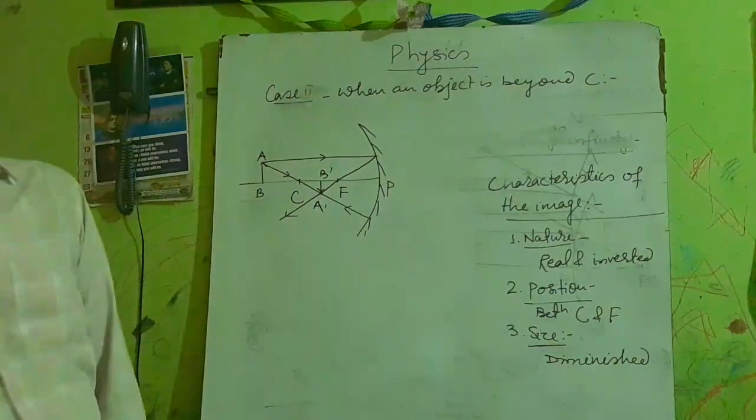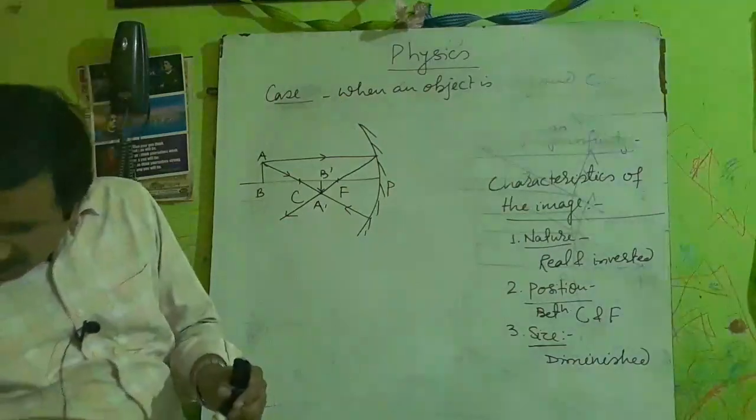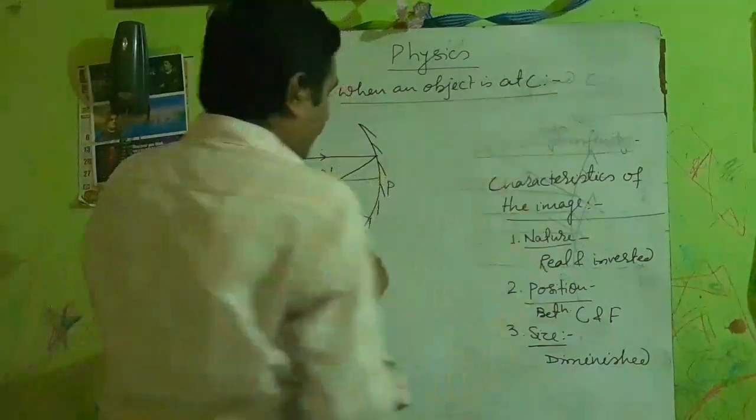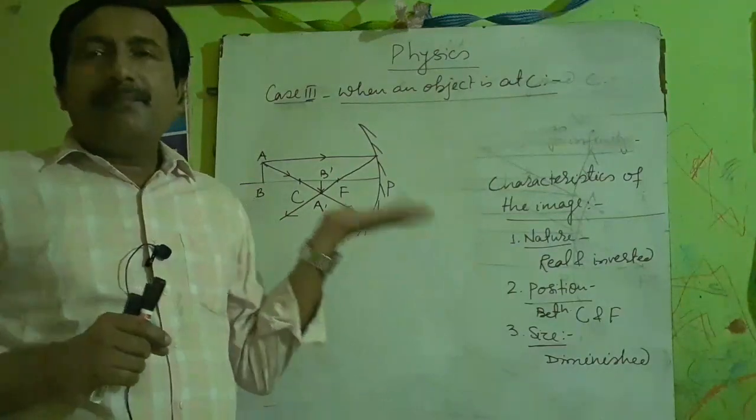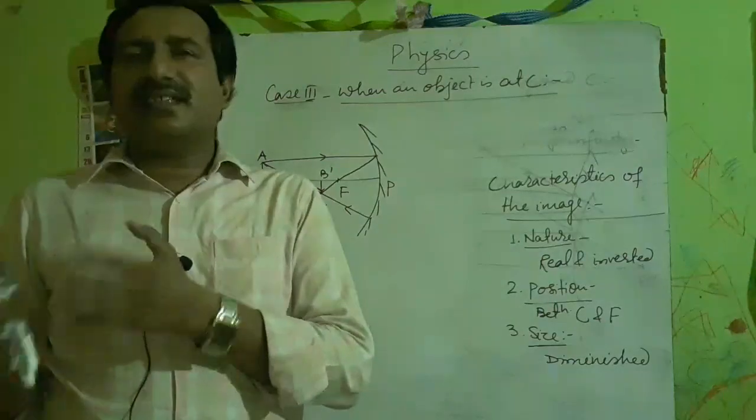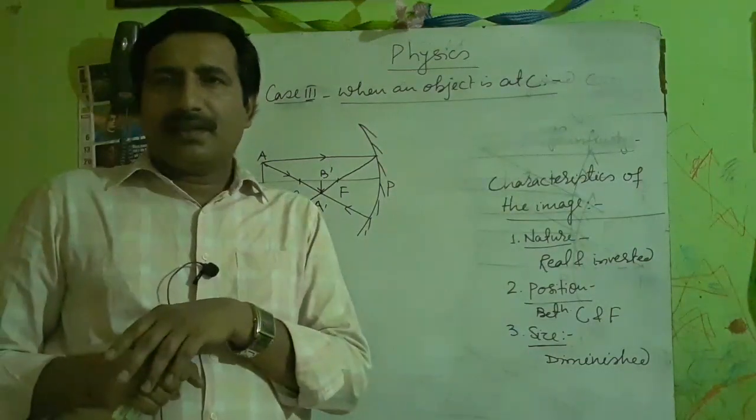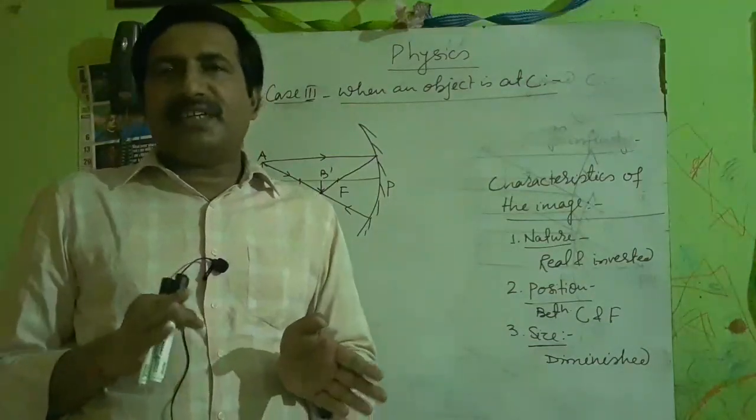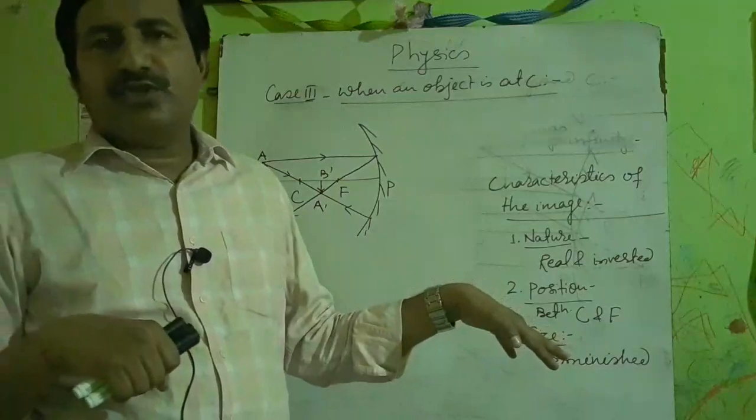After that, we'll discuss case 3, when an object is at C. One thing should be asked from your side: what is the difference between the object beyond C and the object at infinity? Beyond C means, suppose the radius of curvature is 20 centimeter. The object at 25 centimeter, 30 centimeter, or 35 centimeter, these are all beyond C. And if the object is at 20 meter, it is at infinity. If it is at 30 meter or 50 meter, it will be at infinity. Have you understood the difference? Although that is also beyond C, it is far, far away beyond C, and this is nearby, just beyond C.